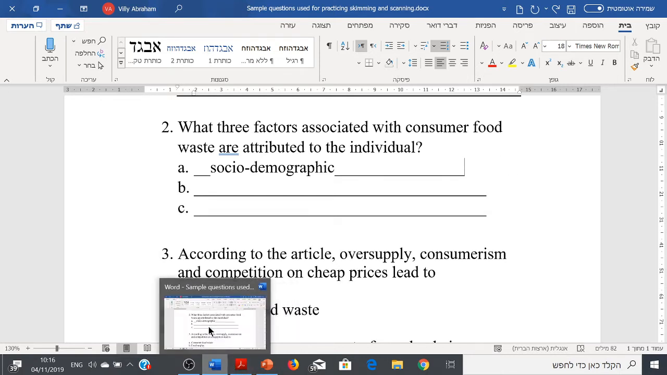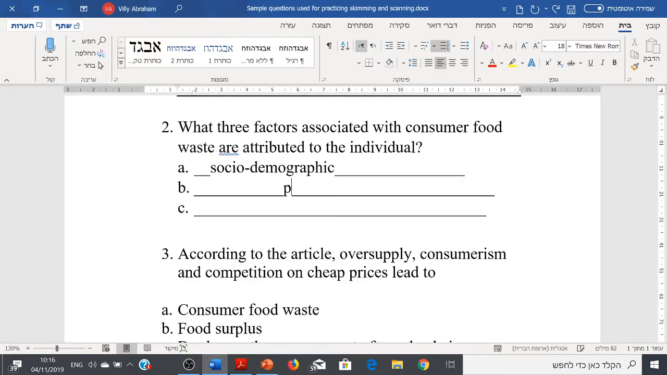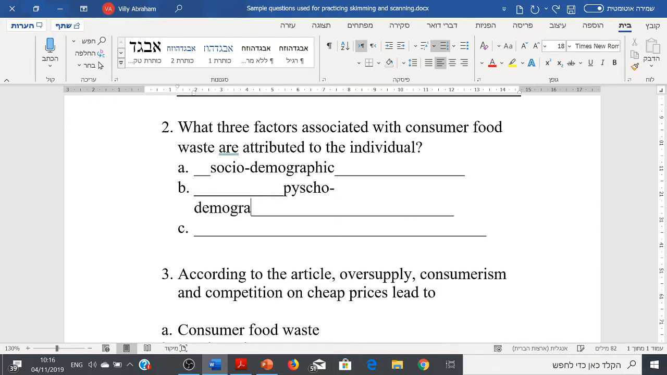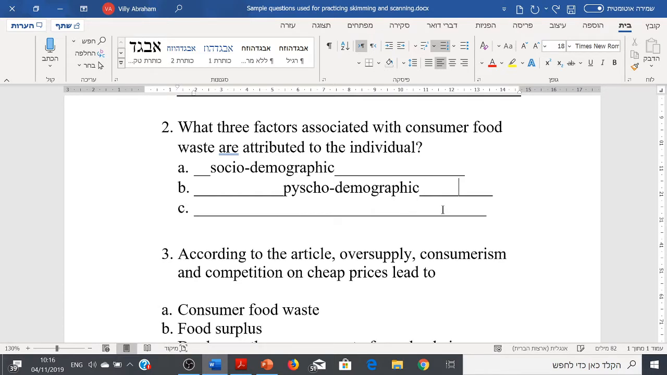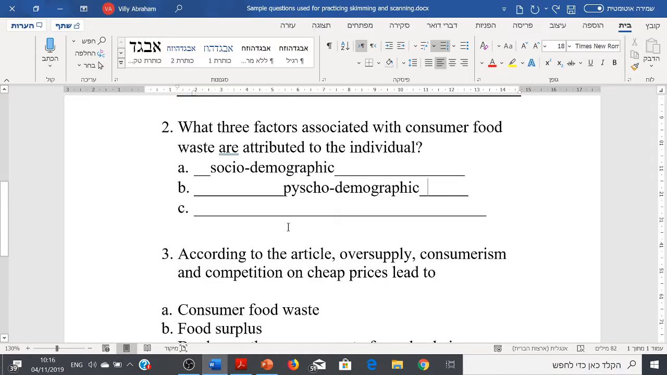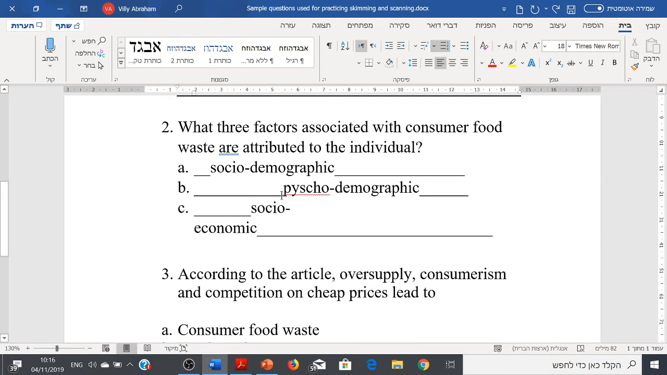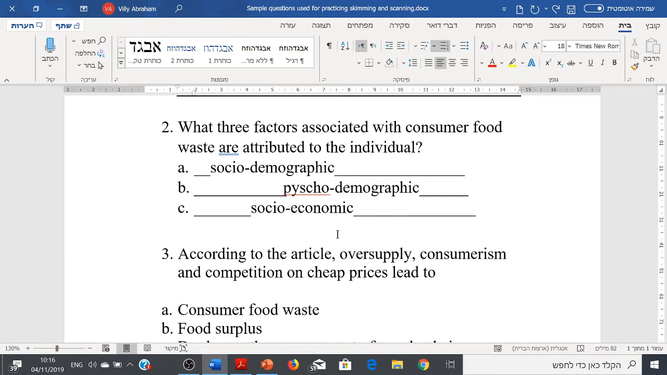So that was one, right? And the other one is psychodemographic. I'm going to write it down over here. Psychodemographic. Just get rid of some of the line here. And then we go back to the text, and the third one is socioeconomic. So that's what we're going to write, socioeconomic. Again, just for aesthetic purposes, we'll get rid of a little bit here, to make it nicer.